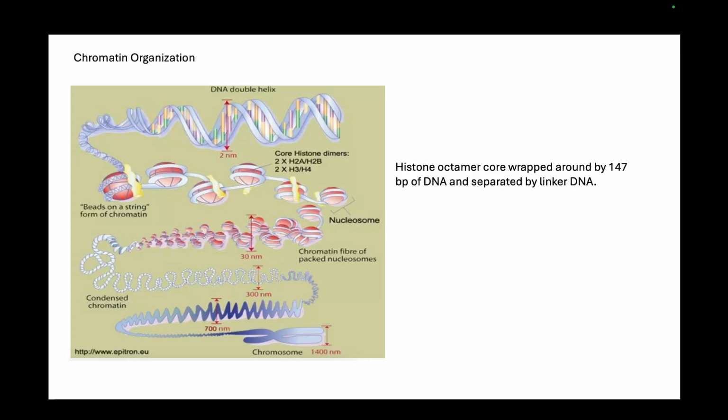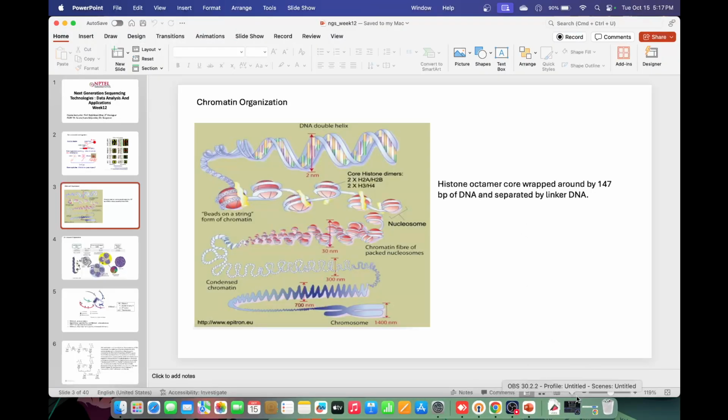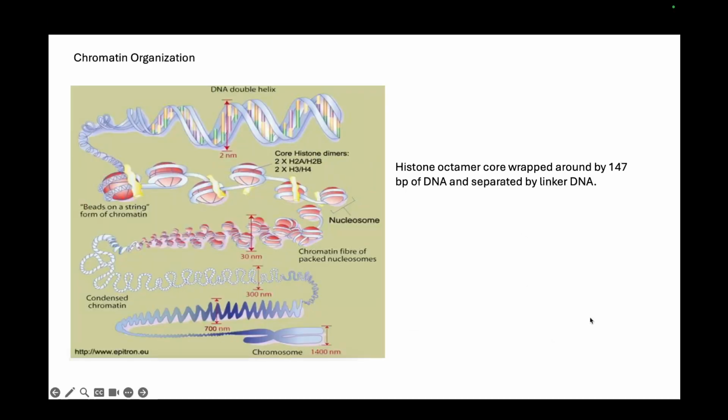So the DNA wrapped around these histone proteins, these bead-like structures, are called nucleosomes, and this whole organization of chromatin with the histone octamers is called a beads on string formation.